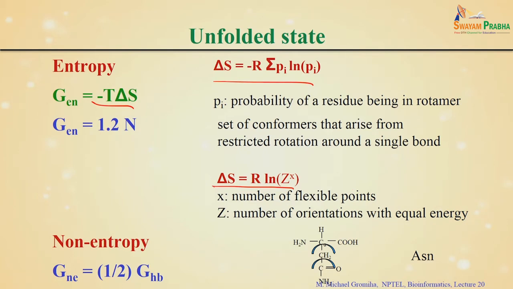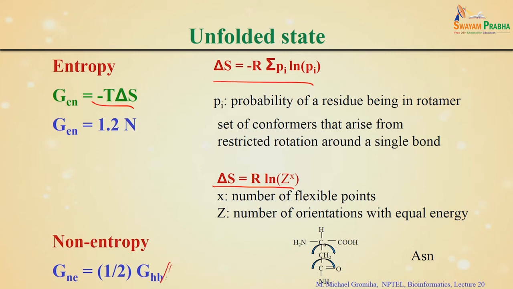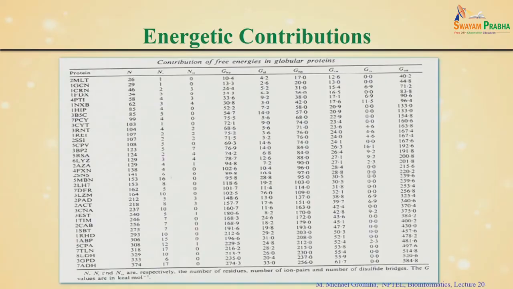Then we discussed that the unfolded state is not completely unfolded. There are some interactions. To account for that, we take 50% of the hydrogen bonds and assume they are in the unfolded state. This is the assumption. If you do that, then the non-entropic term can also be accounted for to some level. So now we have the entropic term and the enthalpic term, and this is the example for different proteins. If you calculate now, you can see a little bit of differences because of the resolutions and other changes. Also, we use various approximations in this model.